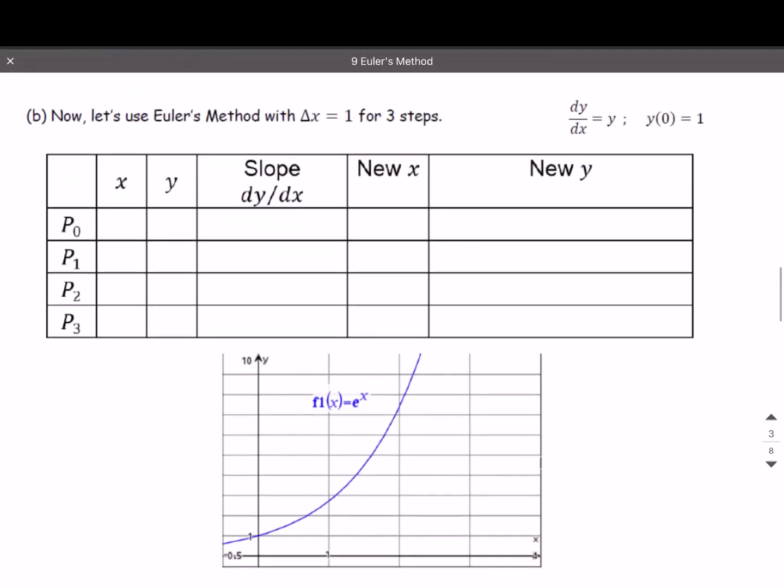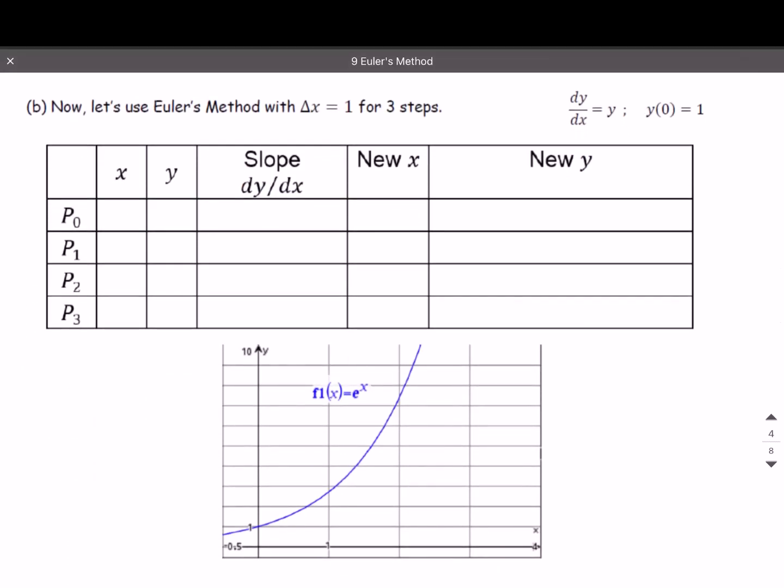Now, we're going to use Euler's method, and we're going to let delta x be 1 for 3 steps, okay? Now what I have here is I have a point sub 0 because that's our initial point. That's the point we know. And 3 steps, I'm going to need a point 1, a point 2, and a point 3 after it, okay? That's where my rows came from. Now remember, our dy dx is still y, and our initial condition was y of 0 is 1, which means the first point is 0, 1.